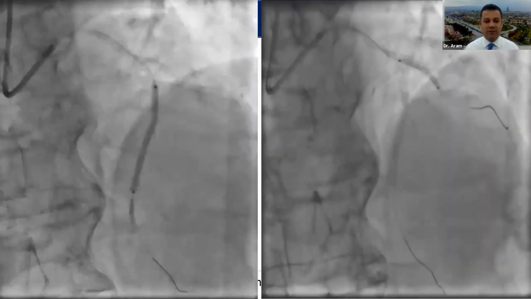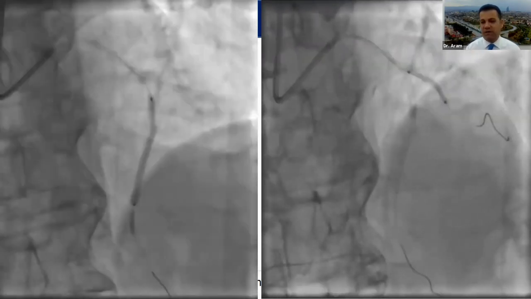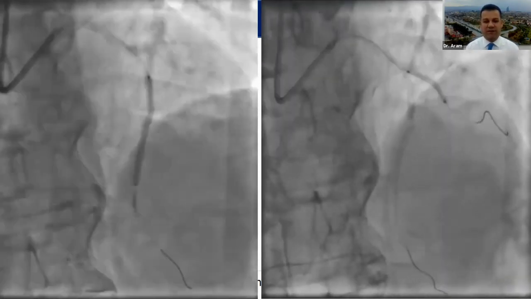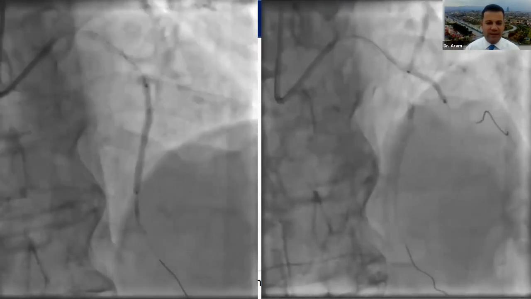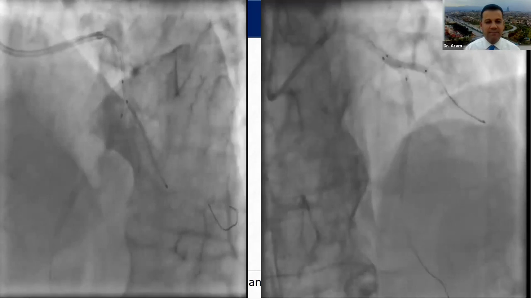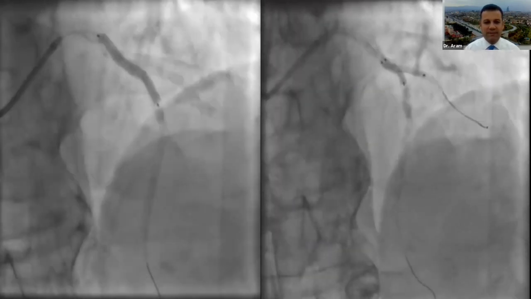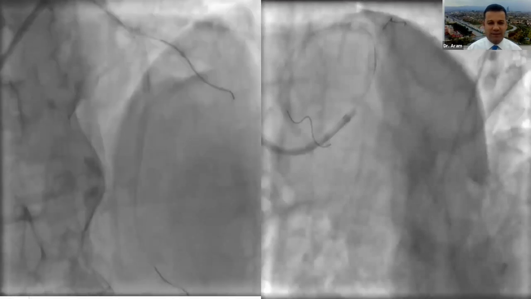But when I do rotablation, you are going to take a 3-2.5 NC balloon. It will be inflated very nicely just after this debulking, followed by the normal procedure, making a mini crush technique, and later followed by kissing and POT. And this is the final result of the patient.